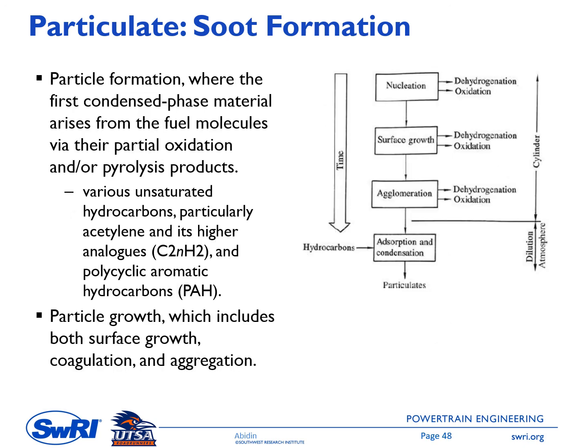The figure on the right side here is showing the schematic for the soot formation. It is initiated by the particle formation, where the first condensed phase material arises from the fuel molecules via their partial oxidation and or pyrolysis product. So the precursor here is PAH, or polycyclic aromatic hydrocarbon, or C2H2, which is acetylene. And then we also have a particle growth, which includes both a surface growth and then coagulation and aggregation.